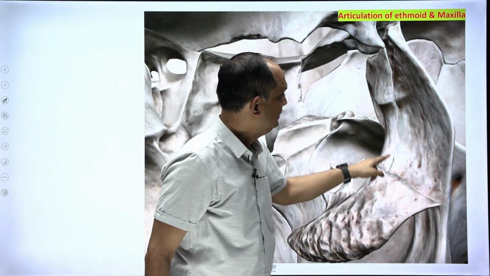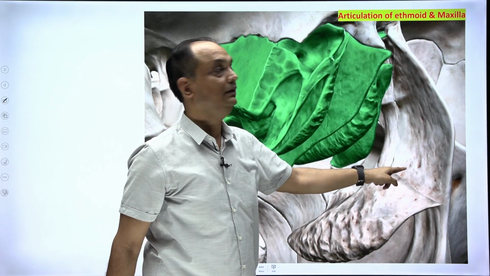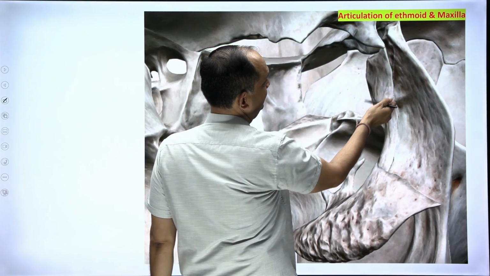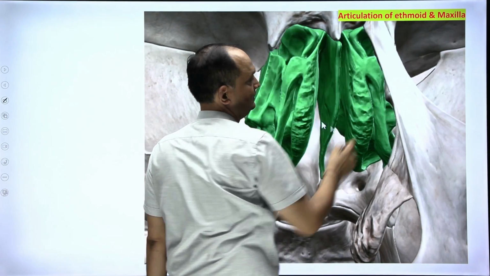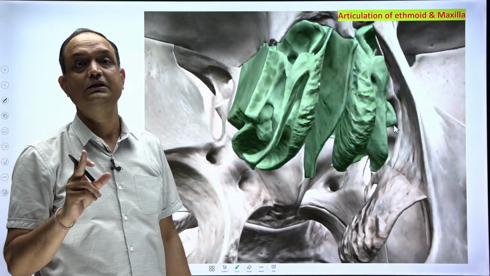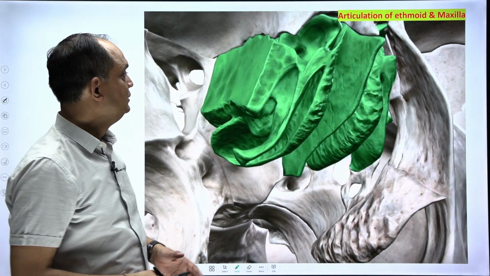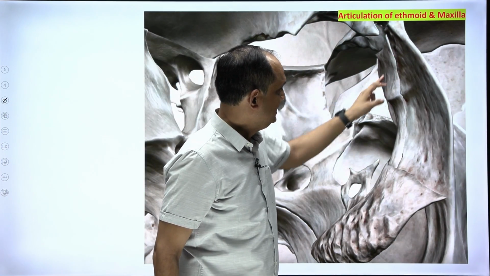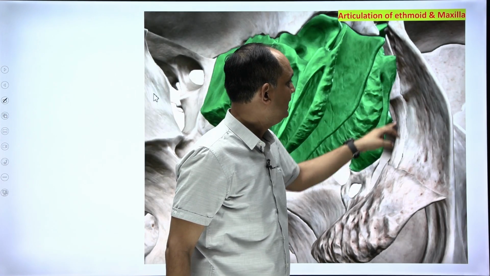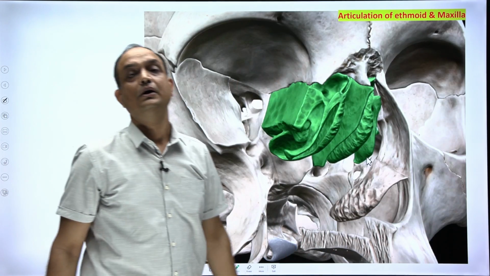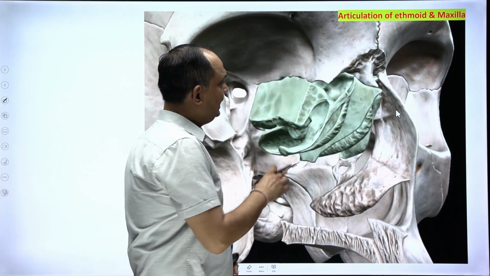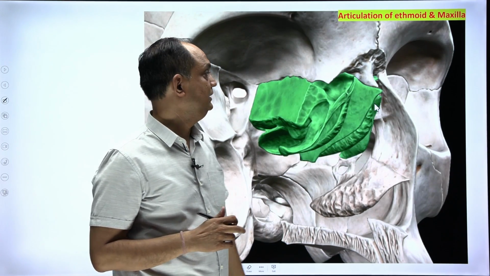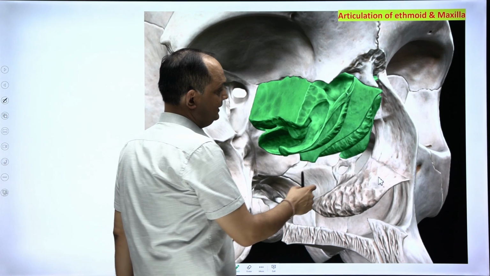So this part becomes the atrium of middle meatus, and this point of articulation is known as ethmoidal crest. So between the ethmoidal crest and conchal crest, this part is the atrium of middle meatus. Clear? Now another important thing which you are able to see in this small clip is this large opening.